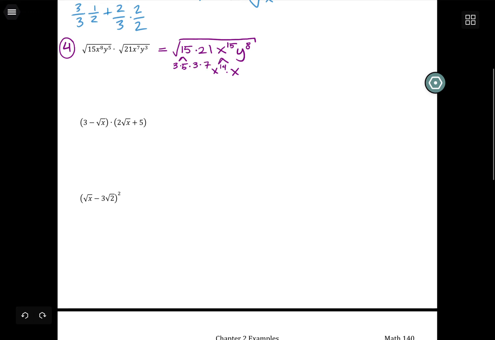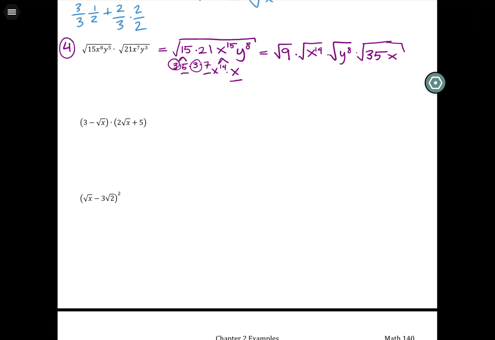And what I'm seeing is that I do have a pair of 3's. So I'm going to separate off a 9. And I'm going to separate off an x to the 14, and I'm going to separate off a y to the 8th, and I'm going to be left with, let's see, a 5 times 7, so a 35, and 1x. Everything else is accounted for. So just make sure you don't lose things. It can be easy to lose track of pieces if you're not careful.